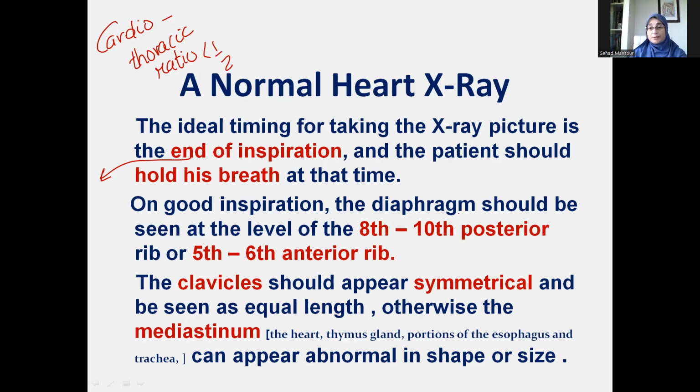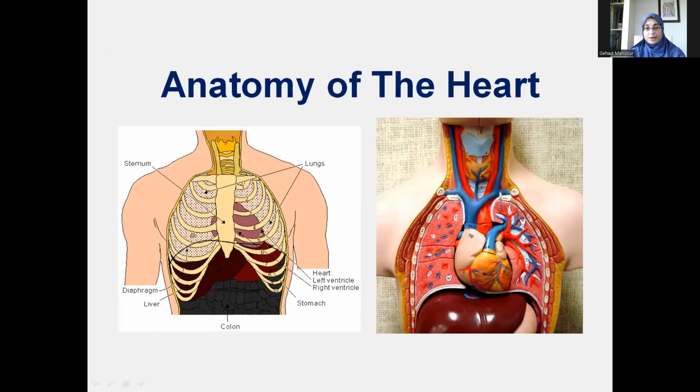So in such a case, you have to see the position of the diaphragm. If the picture is really taken at the end of inspiration, the diaphragm should be at the level of the 8th to 10th posterior rib, or the 5th to 6th anterior rib. And the clavicles should appear symmetrical. Let's look at the X-ray.